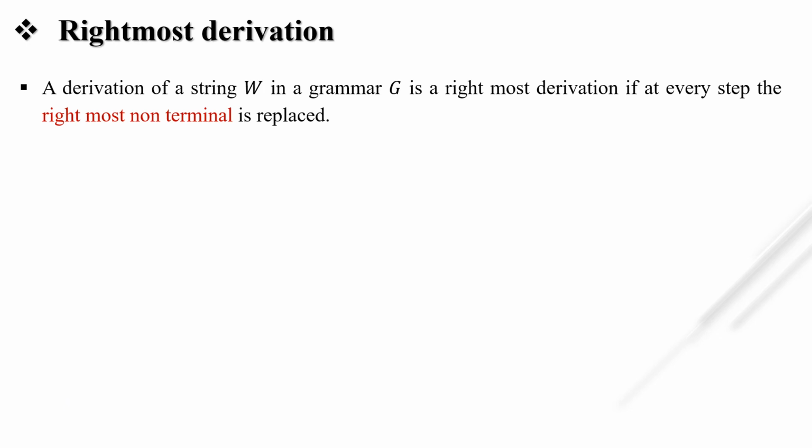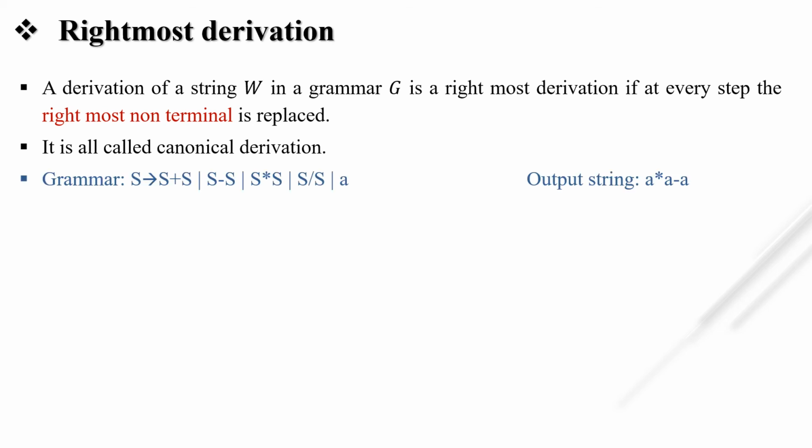A derivation of a string w in a grammar G is a rightmost derivation if at every step the rightmost non-terminal is replaced. In leftmost derivation, the leftmost non-terminal is replaced, but in rightmost derivation, the rightmost non-terminal is replaced first. It is also known as canonical derivation. Let's understand. We take the same example. First we start with the start symbol S, and it will be replaced by S * S or S - S. Both are true. So we are going to replace with S * S.